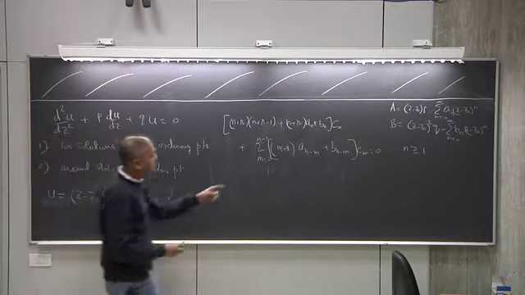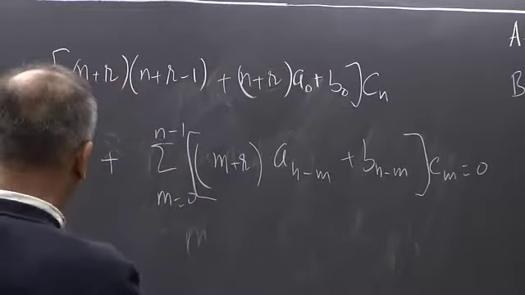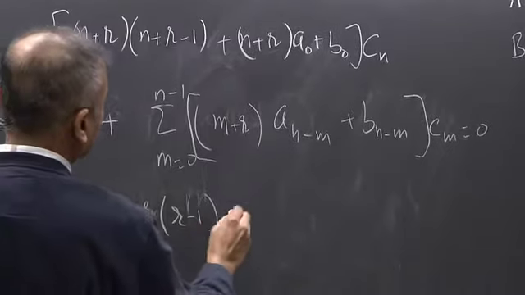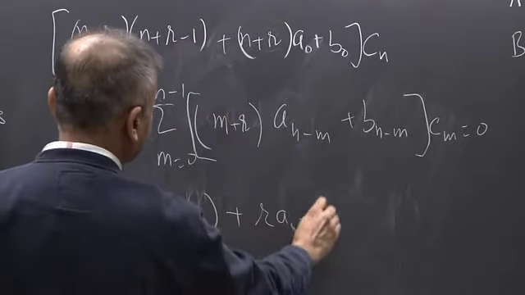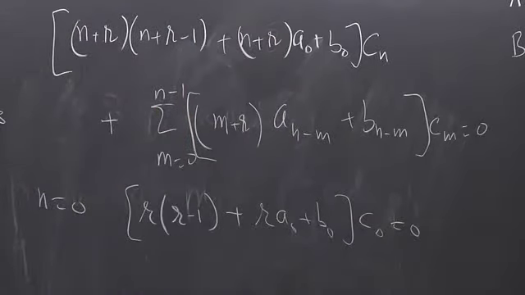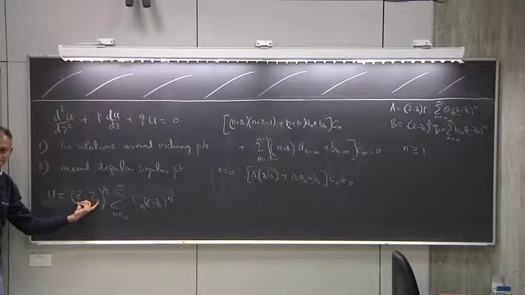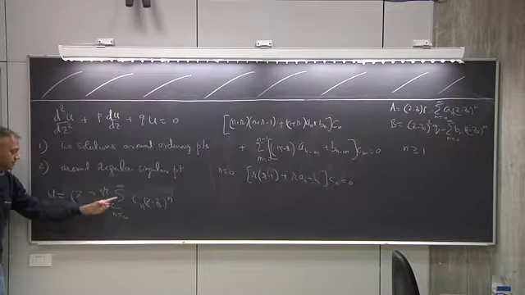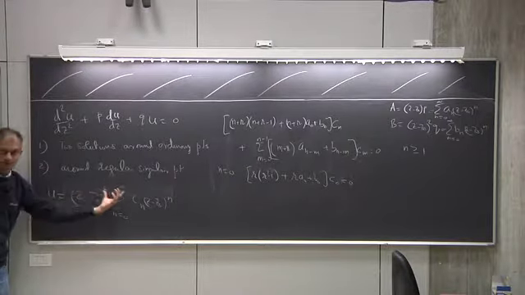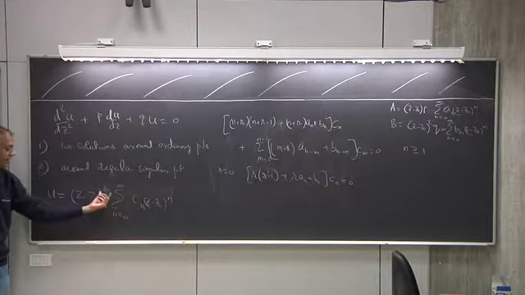Okay, so in particular, if I look at the n equal to 0 term, the sum is absent. So for n equal to 0, you have only the first term, and that tells me that r(r minus 1) plus r A0 plus B0, times C0, is 0. But C0 by assumption is not 0, because r was by definition the leading power for u, so one assumes that C0 is not 0. If C0 was 0, then it would have been the next power, r plus 1, because if C1 was the first term which was not 0, then it would be the r plus 1 power.